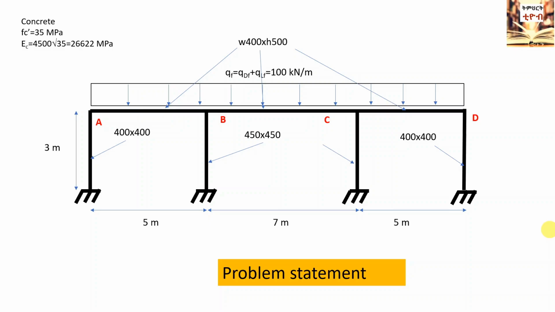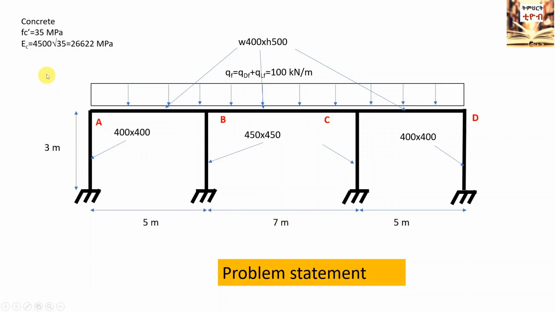To show the concepts of moment distribution method, we will consider the frame system shown in the diagram. The frame is loaded with a distributed load Q equal to 100 kN per meter. The beams have a dimension of 400 mm width and 500 mm height. The exterior columns have a dimension of 400 by 400 mm. The interior columns have a dimension of 450 by 450 mm. The length of the beams and columns is also depicted in the diagram.